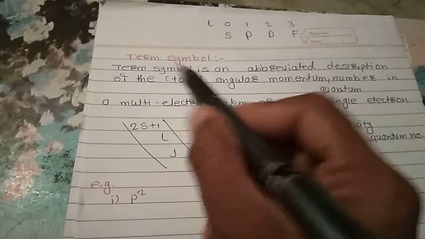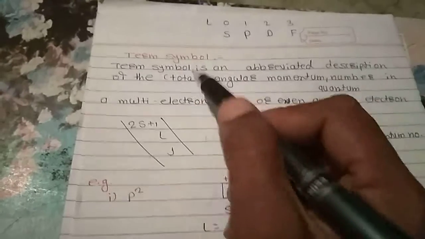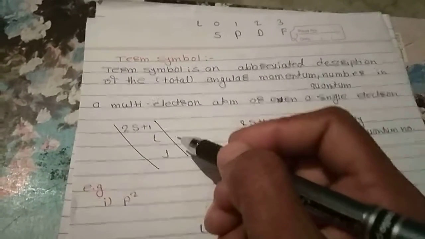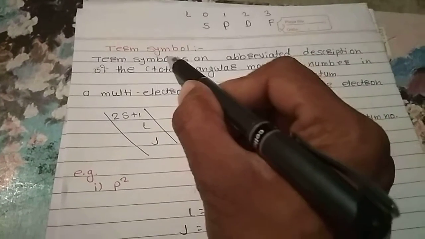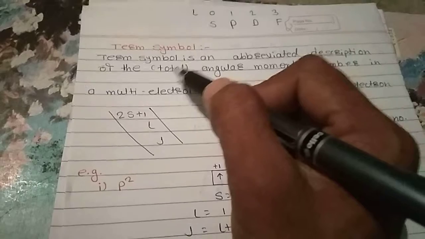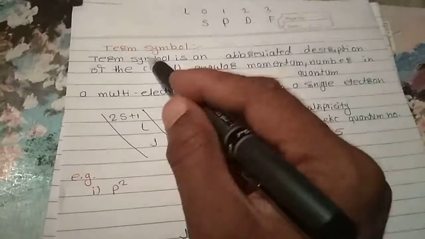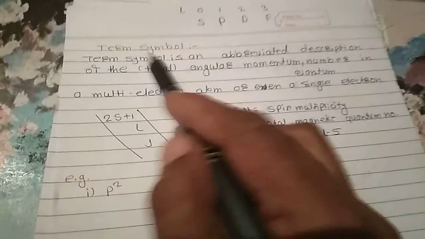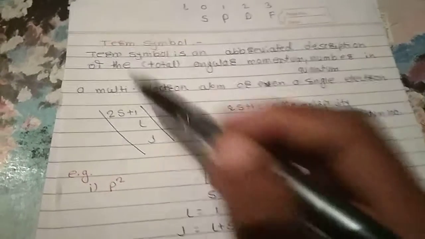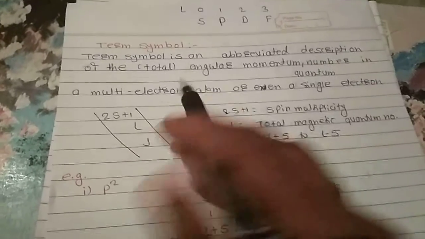In this video we see about the term symbol, which is most important in physical and inorganic chemistry. One question must be asked in the SET and NET examination on the basis of term symbol, so it is also important. In this video we see how to calculate the term symbol.